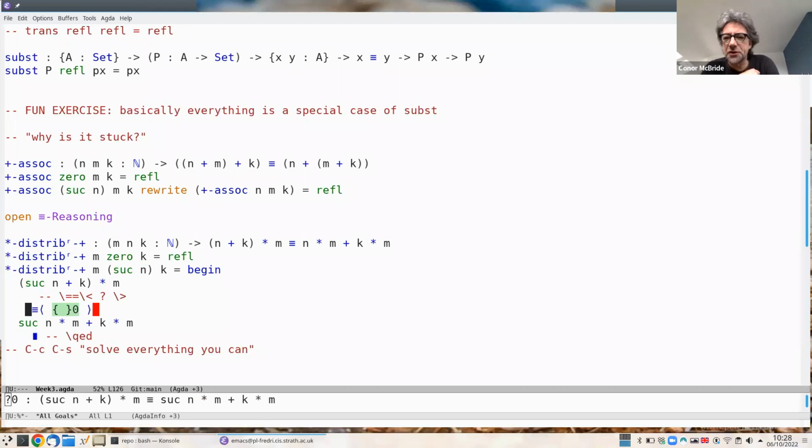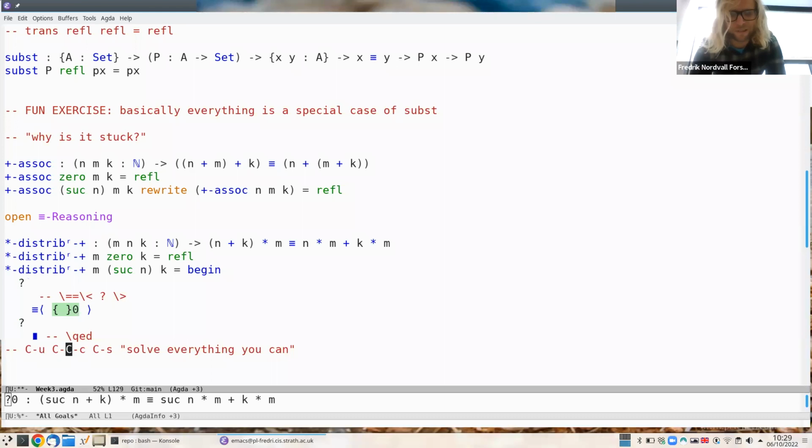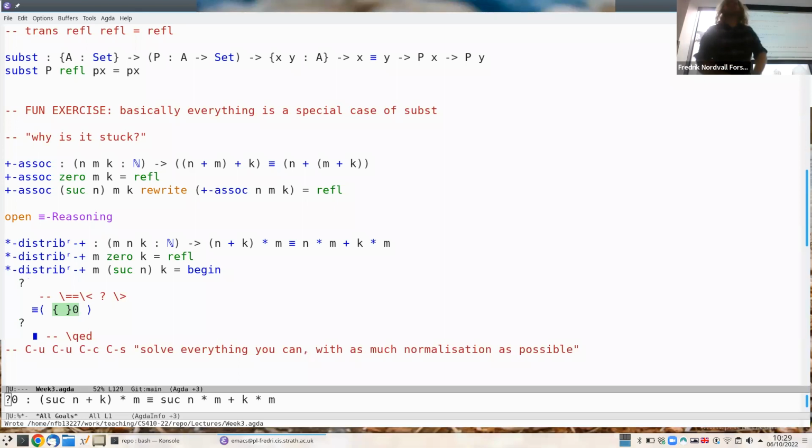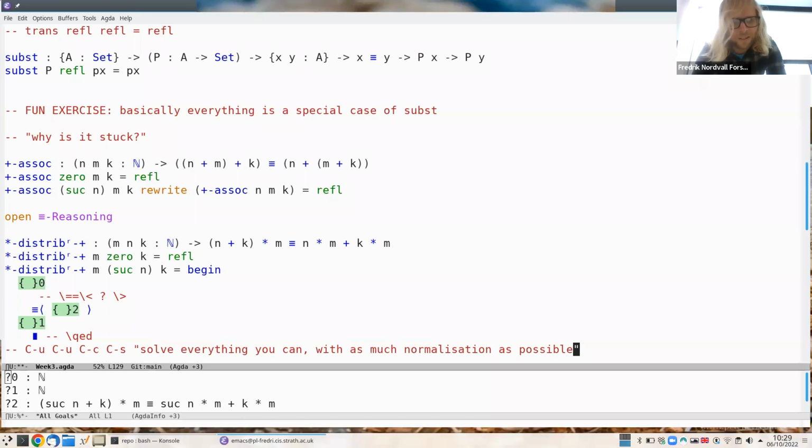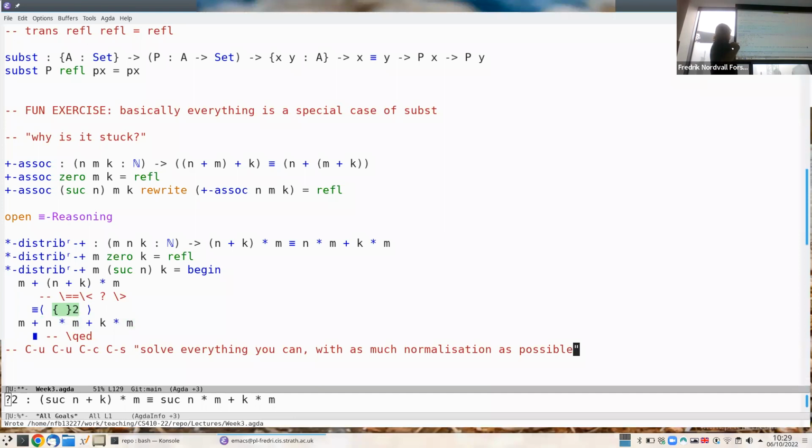What happens if you do Control-U, Control-U, Control-C, Control-S? Right, so I can also do that. Because you see what has happened here is I've just copied the left-hand side where M has been instantiated to the second one. I could also try to normalize this as much as possible. I do Control-U, Control-U. So Control-U means normalize as much as you can, right? Then we see that these things now have become slightly different because we have also normalized what suc M plus K, etc.